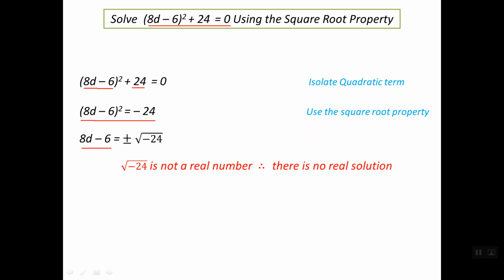That's all about solving the quadratic equation of the form x squared equal to k by using the square root property. Thanks a lot. Goodbye.